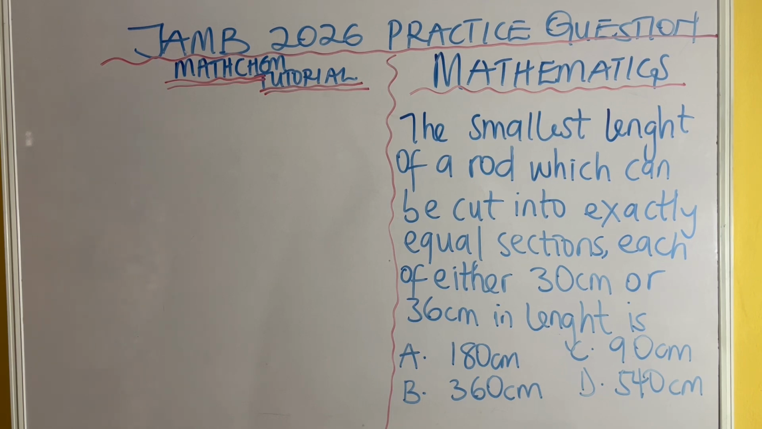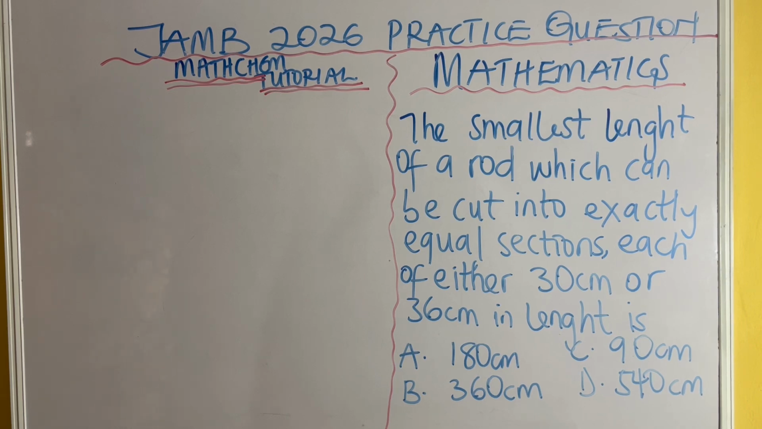The question says that the smallest length of a rod which can be cut into exactly equal sections, each of either 30 centimeter or 36 centimeter in length, is, what is your answer? When you see this question, what will come to your mind? You'll be thinking, what problem is this question based on?